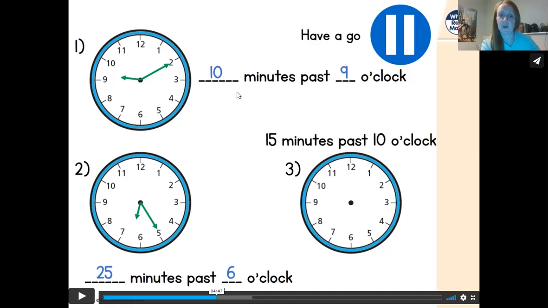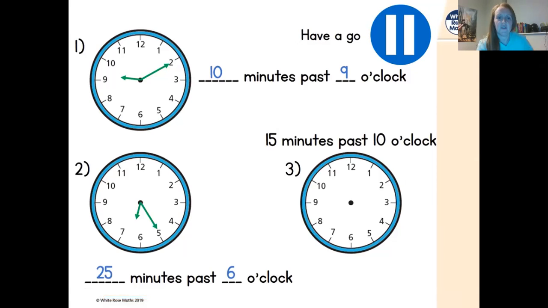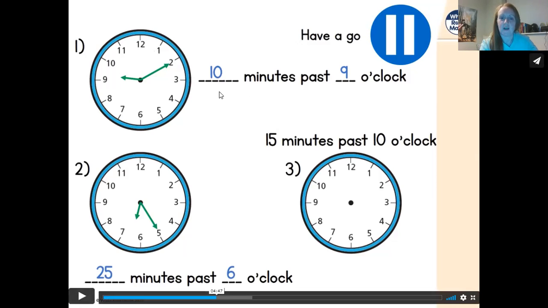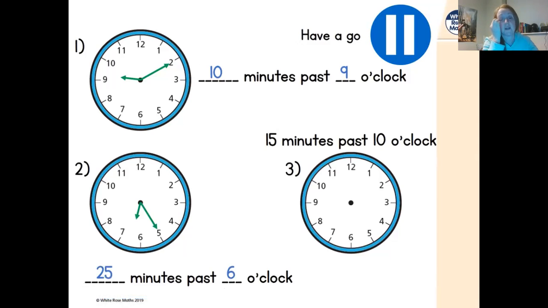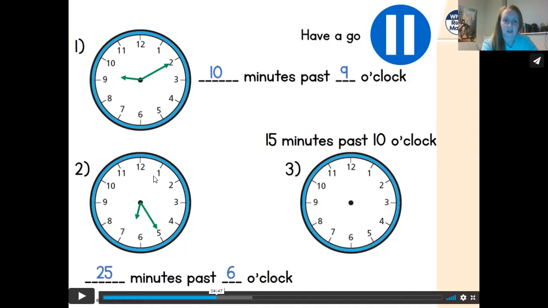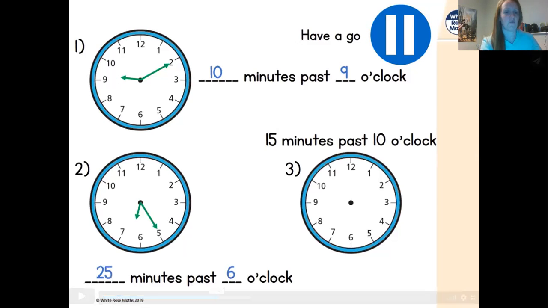Now, if I was going to look at those 2 times, question 1 and 2, on a digital clock, this one here, I would write as 9:10, which is the same as 10 past 9, 10 minutes past 9. Down here, if I was writing it on a digital clock, I would write the hour first. 6:25 would be the same as 25 minutes past 6 o'clock, or 25 past 6.